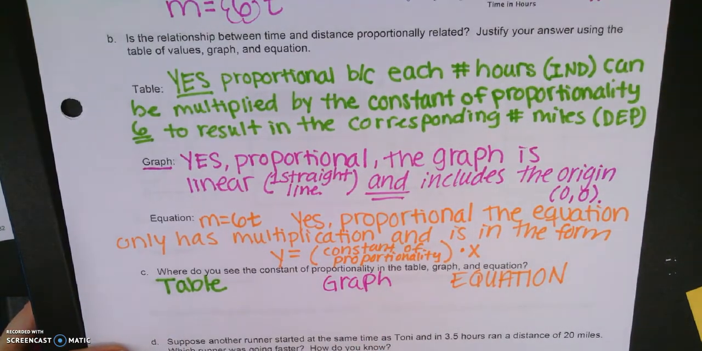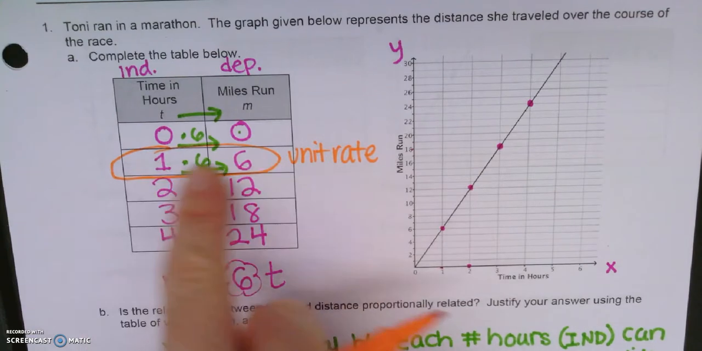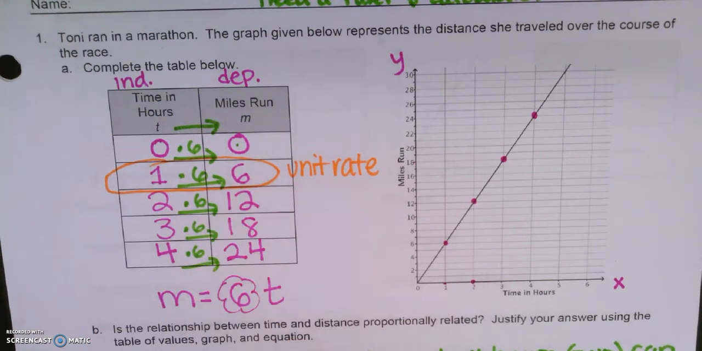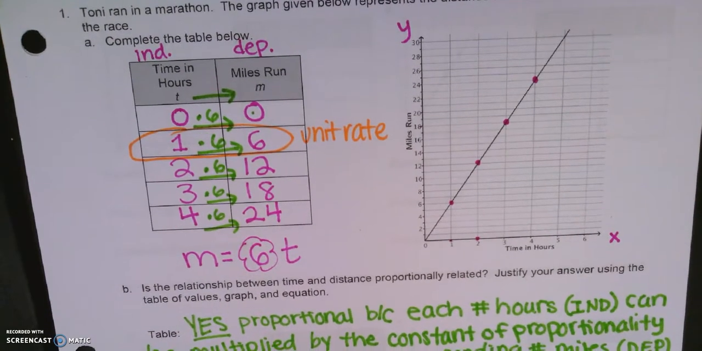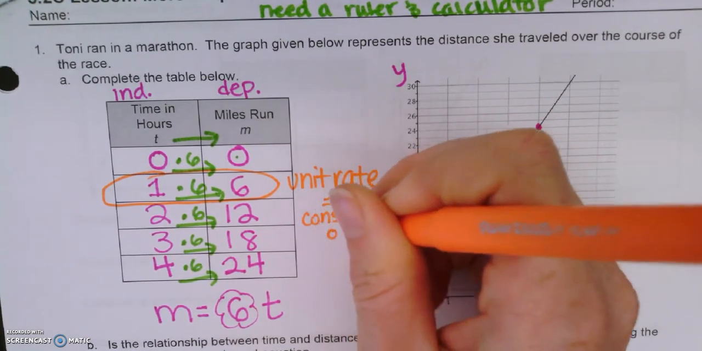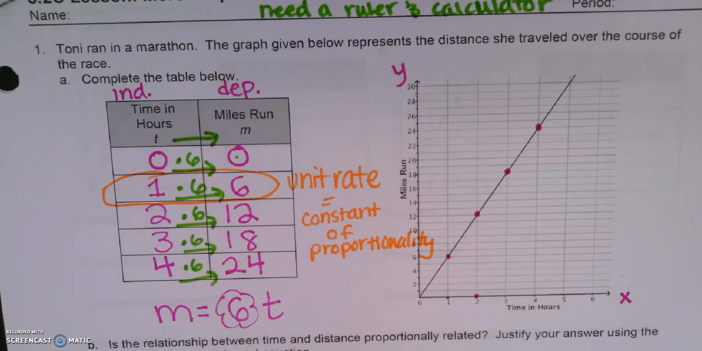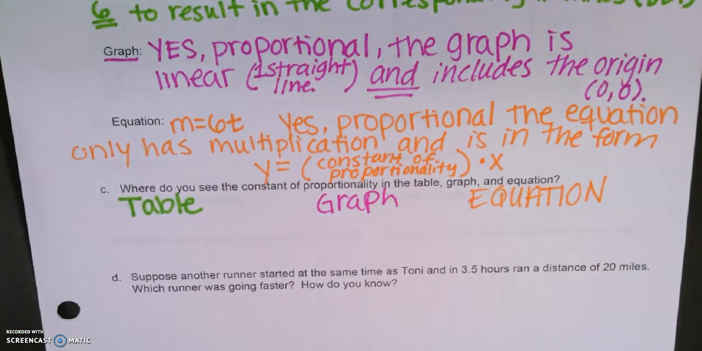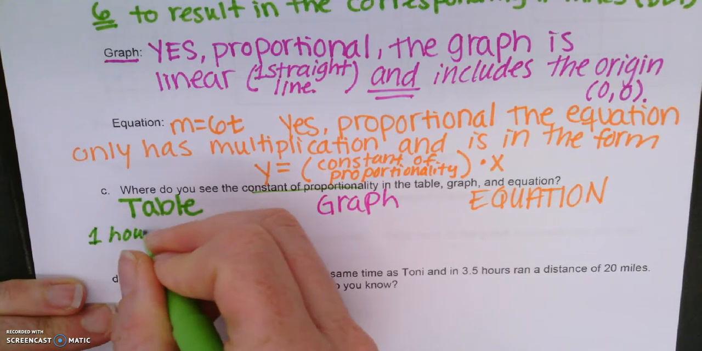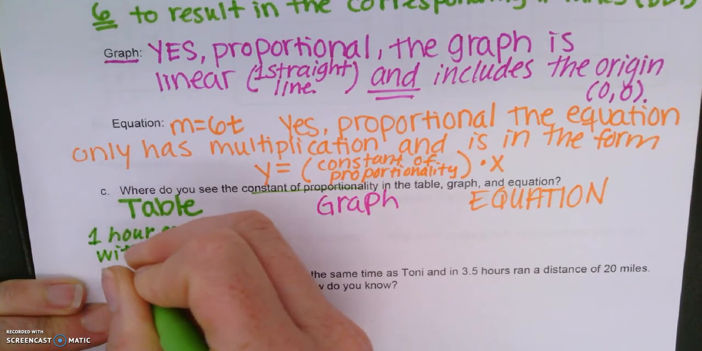Well, if we're looking at the table and we want to look for our constant of proportionality, well, it's right here and it's right here. So our constant of proportionality in the table is when 1 hour corresponds to 6 miles, our unit rate, another word for constant of proportionality. Unit rate equals constant of proportionality. Awesome. So let's go back down and talk about where we see our constant of proportionality in our table, graph, and equation. Table: 1 hour corresponds with 6 miles.